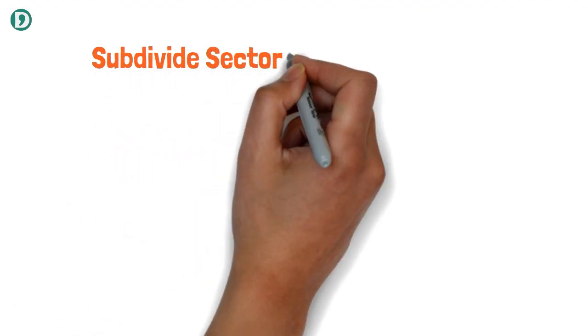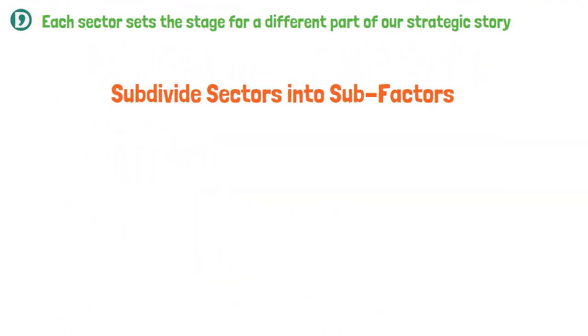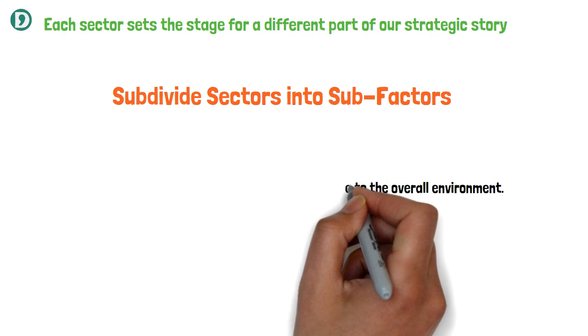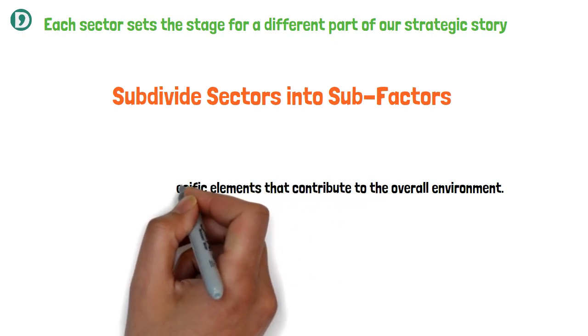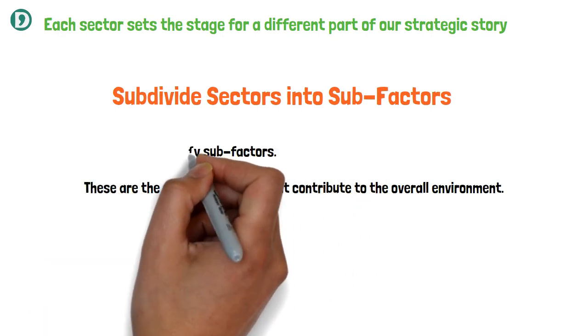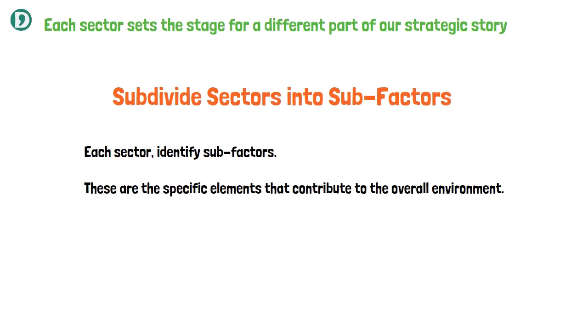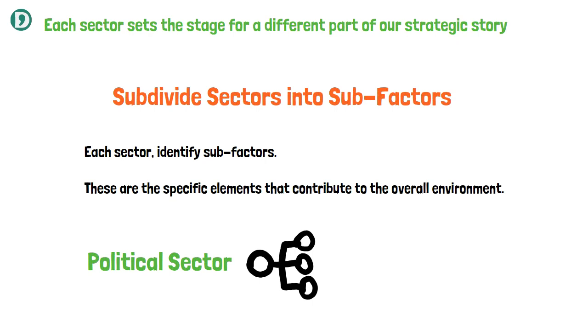Second step, subdividing sectors into sub-factors. Now let's identify sub-factors for each sector. These are the specific elements that contribute to the overall environment. For example, in the political sector, you might have sub-factors like government regulation, tax policy, and political stability. So you have to identify them also.